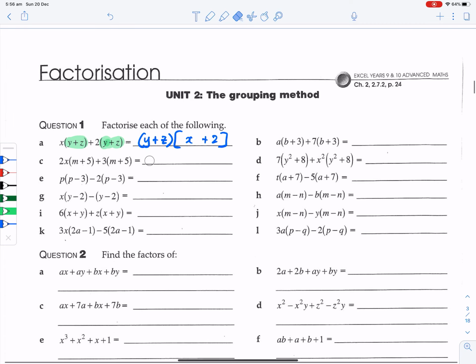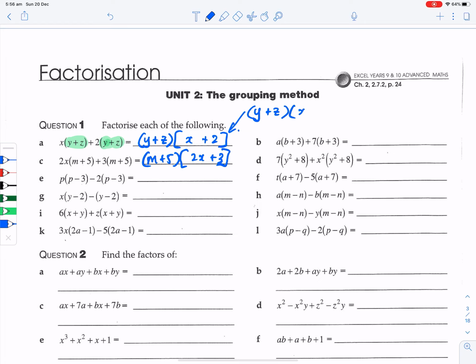Okay, the next one, take out n plus 5 as a common factor. And again, open up a bracket and you're left with 2x plus 3. You don't have to have the square brackets the way I've done them here. I've done this for teaching purposes. If you like, you can very easily write this answer as (y plus z) times (x plus 2), just with normal brackets. In fact, this is how you see the answer in the back of the book. That's question 1, basically.